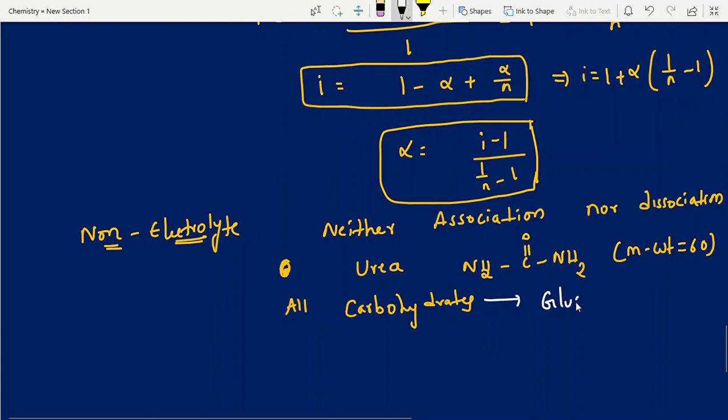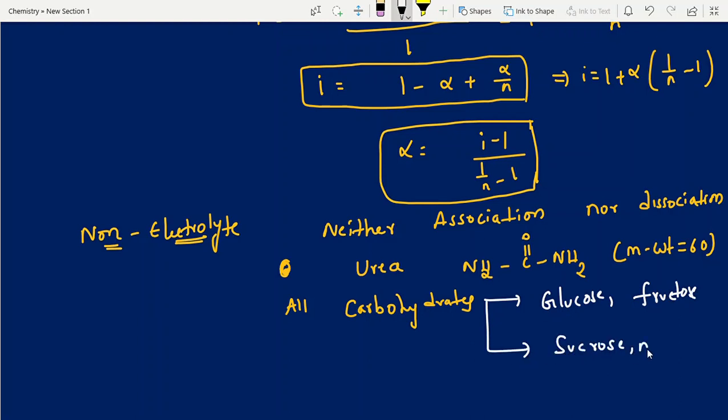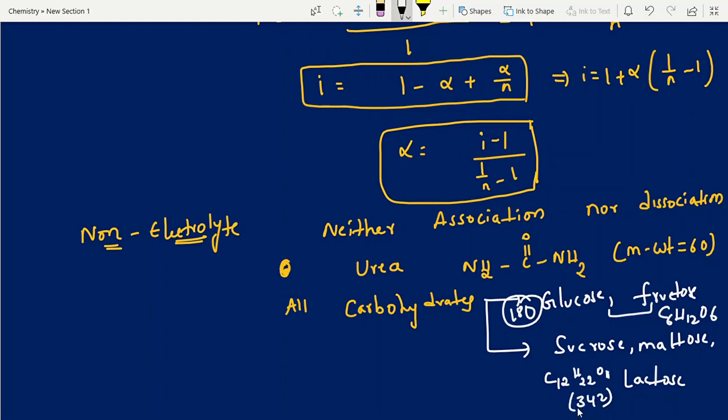Glucose, fructose are monosaccharides. Next, disaccharides: sucrose, maltose, and lactose. Glucose and fructose have the same molecular formula, C6H12O6, molecular weight 180. Sucrose, maltose, lactose have the same molecular formula, C12H22O11; only the functional group changes. Molecular weight 342. That's all. These are commonly asked questions.